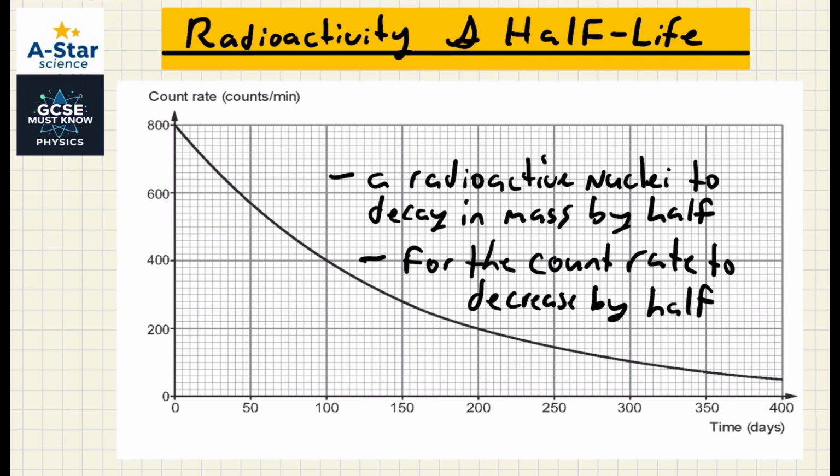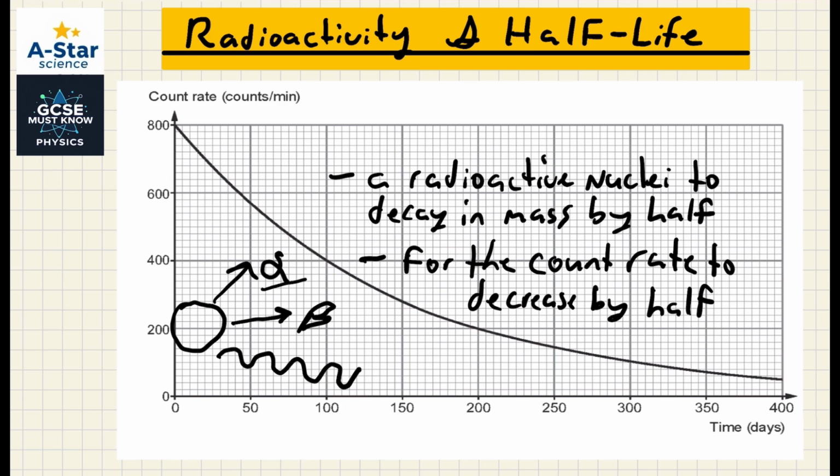So when we say count rate, if we imagine that we had a radioactive nuclei and that was emitting alpha particles, beta particles, and gamma rays as pure energy, this emission would cause this nuclei to decay in mass because mass has to be converted into energy, or it can be transferred as mass itself.